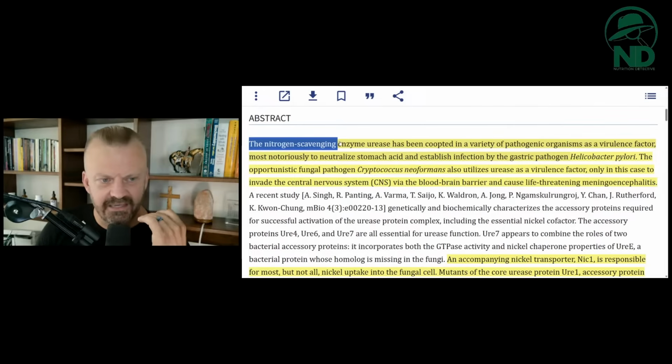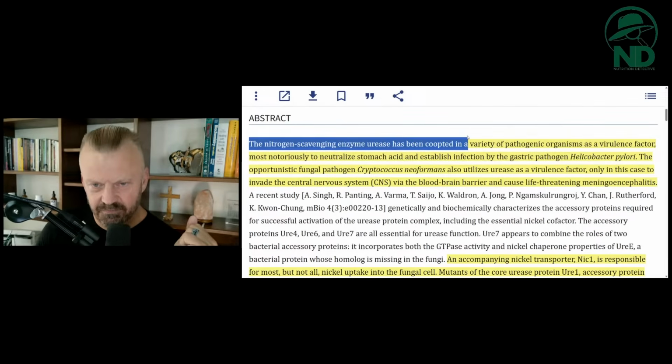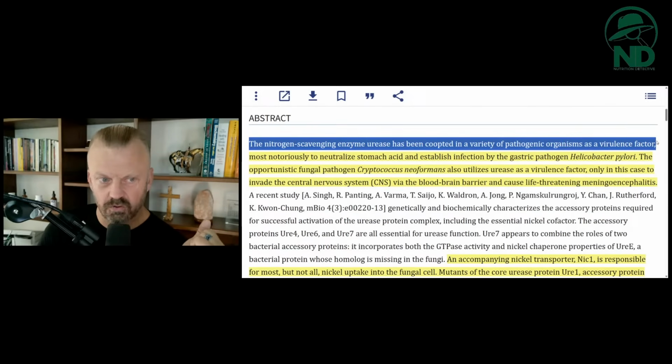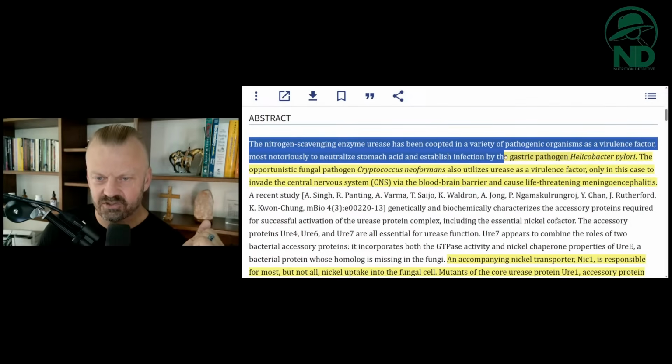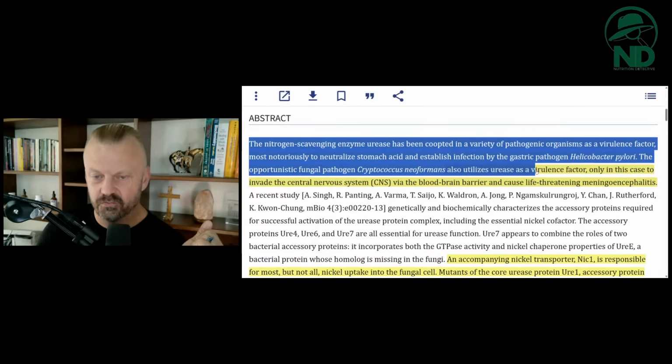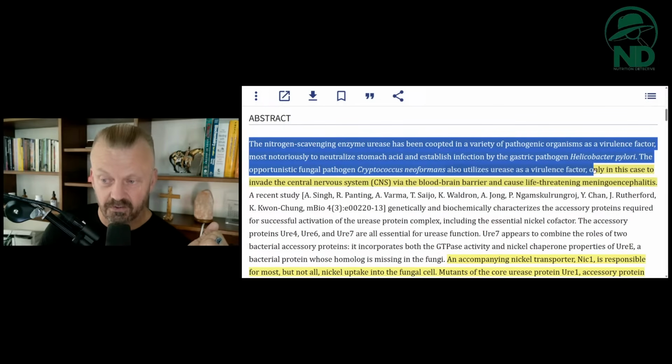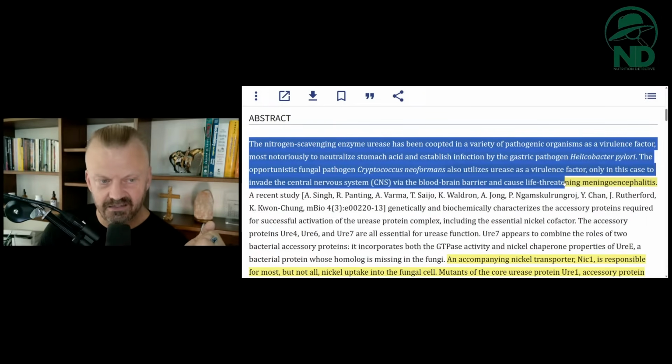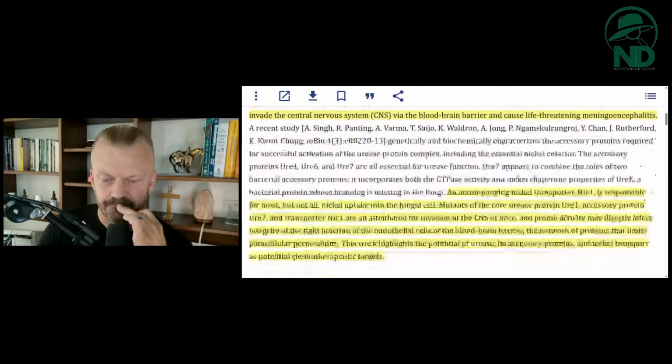The nitrogen scavenging enzyme urease has been co-opted in a variety of pathogenic organisms as a virulence factor, most notoriously to neutralize stomach acid and establish infection by the gastric pathogen H. pylori. The opportunistic fungal pathogen, Cryptococcus neoformans, also utilizes urease as a virulence factor, only in this case to invade the central nervous system via the blood-brain barrier and cause life-threatening meningoencephalitis.